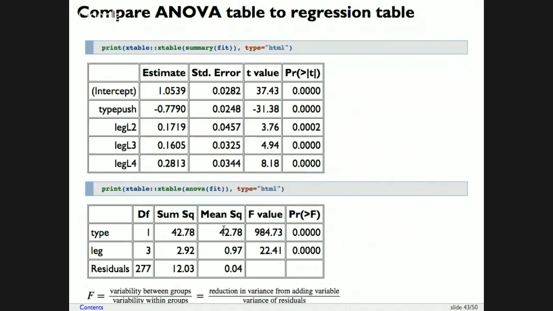So this tells you in terms of sum of squares and mean squares, which is what really matters, there was a very big reduction in the variance of residuals from adding leg type to the model, whether it was push or pull. And then quite a bit smaller reduction achieved by adding leg to the model, which kind of corresponds to what we saw in that box plot, right?